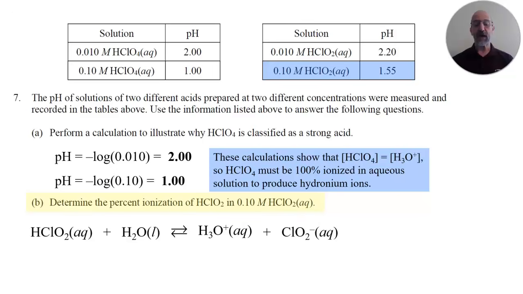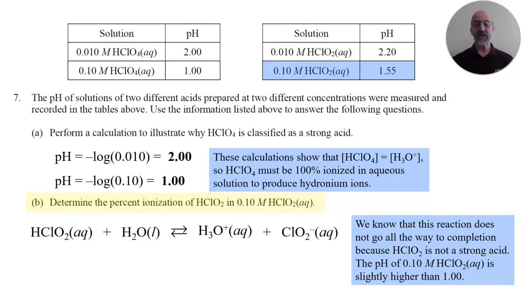And I'm using the double arrows to indicate an equilibrium situation. So we know that this reaction does not go all the way to completion, because HClO2 is not on your list of strong acids, and we can tell that the pH of 0.10 molar chlorous acid is slightly higher than 1. So if I start with a 0.10 molar solution of HClO2, I do not get 0.10 molar hydronium ion in solution because it doesn't ionize all the way. So the concentration of the hydronium ion in this solution is less than 0.10 molar.